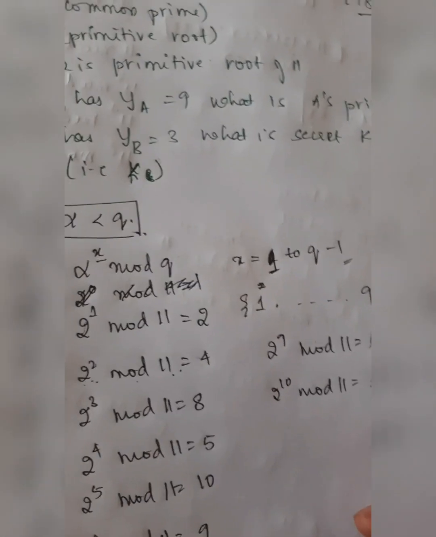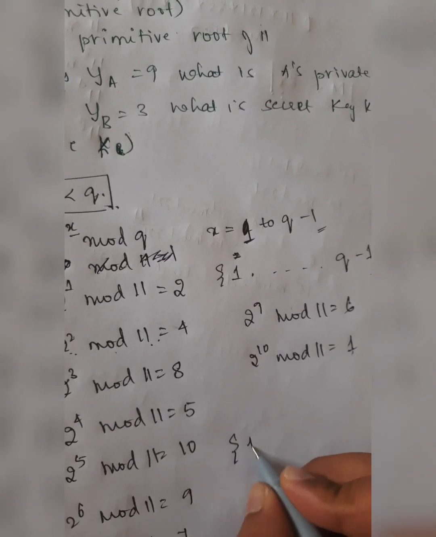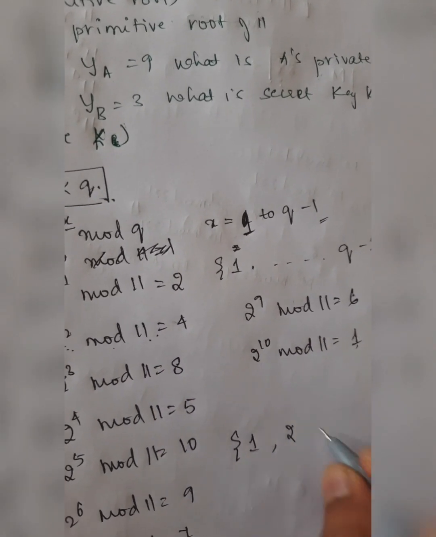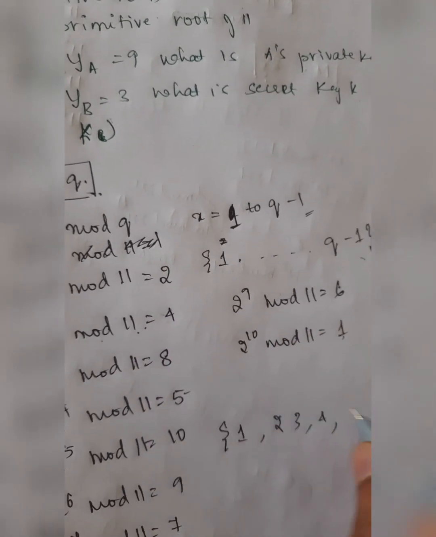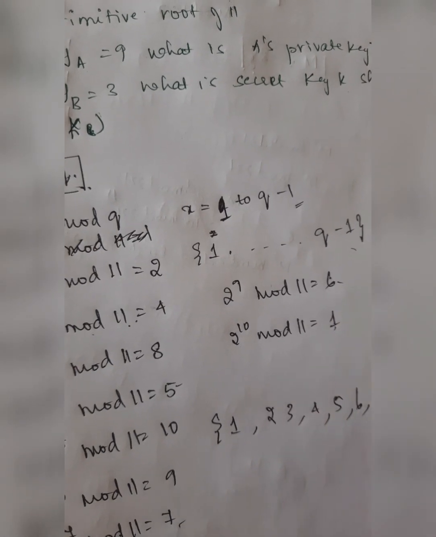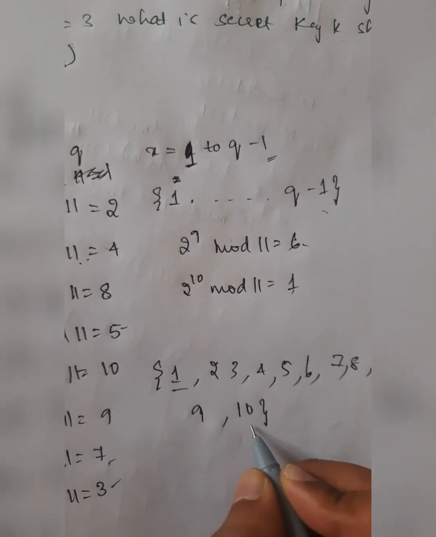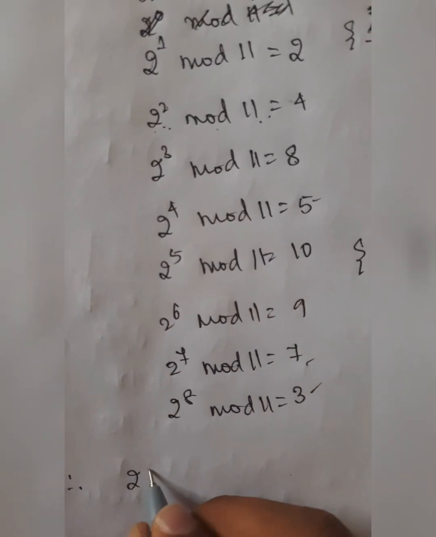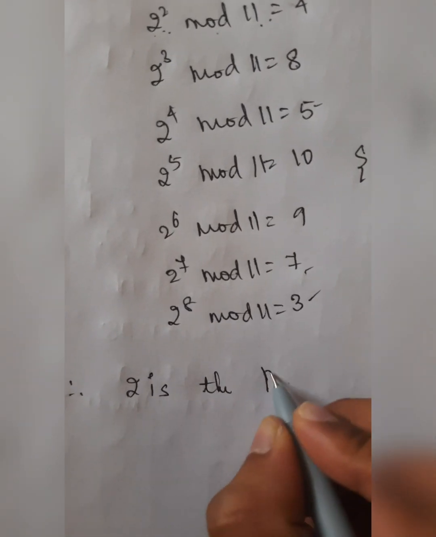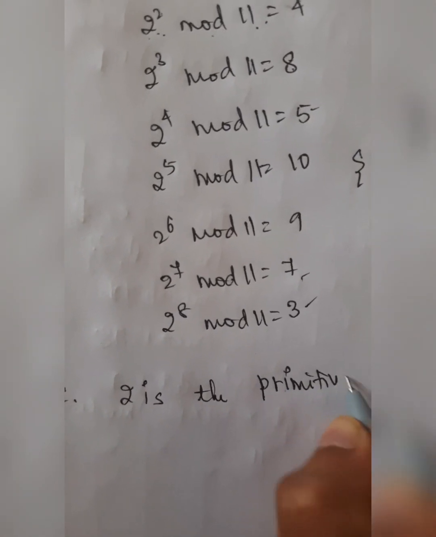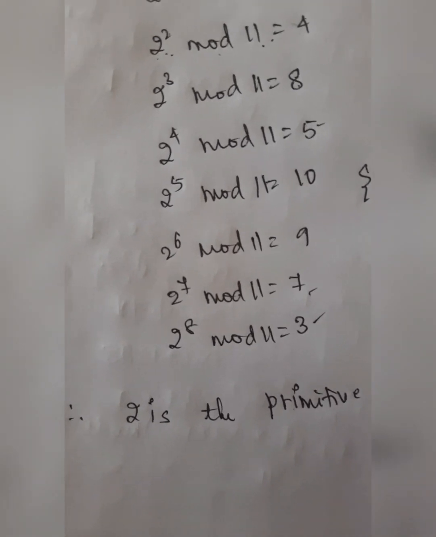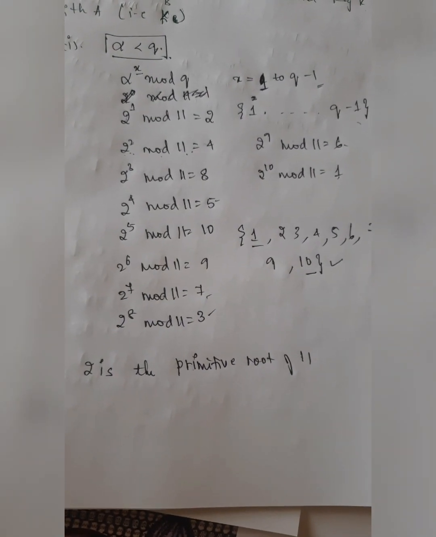Now we are having 1, 2, 3, 4, 5, 6, 7, 8, 9, and 10, right? So 1 to 10, we are having all of them. Therefore, we can say that 2 is the primitive root of 11. So we got that 2 is the primitive root.